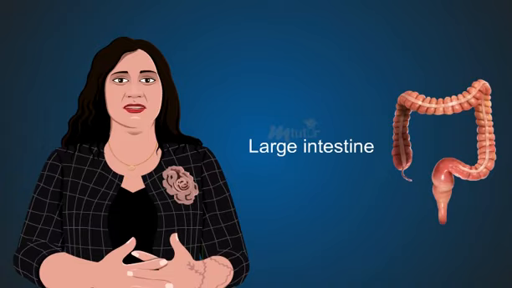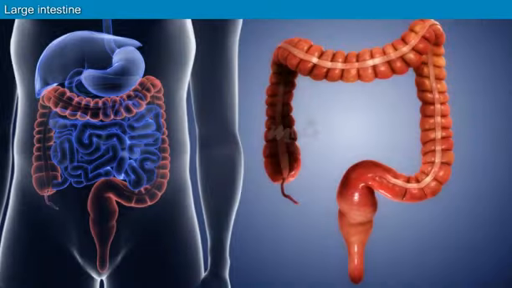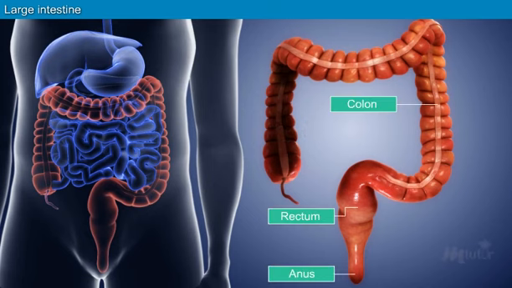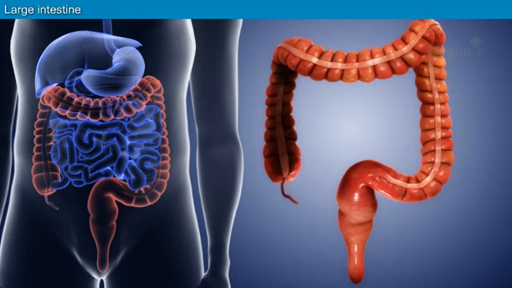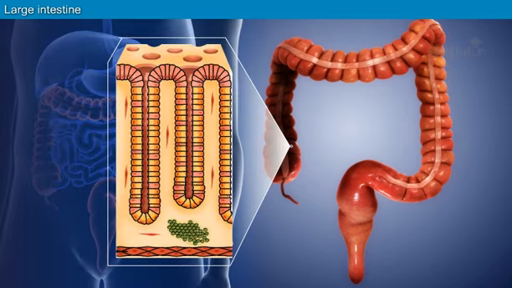The last important organ in the gastrointestinal tract is the large intestine. The large intestine is classified into a colon, rectum, and anus. The colon is further divided into ascending, transverse, and descending colon. The mucosal surface of the colon is smooth, for example, there are no villi on the mucosa. There are no plicae circulaires.